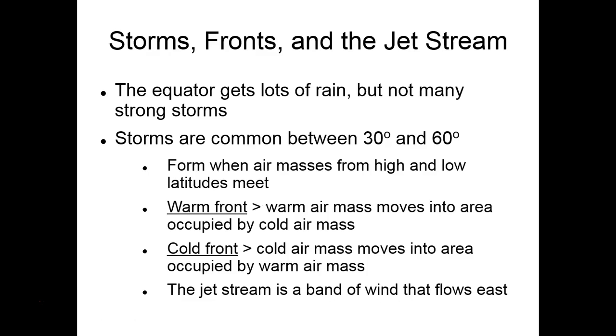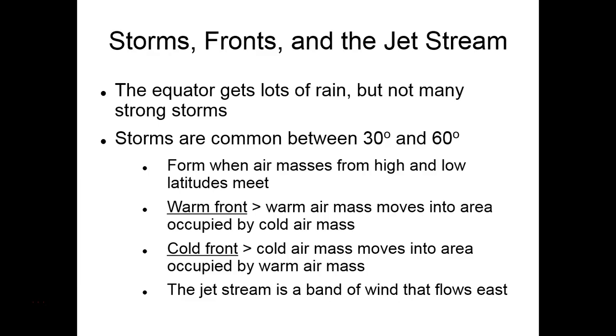Okay. Now, when we've been talking about rain at the equator, we're talking about a gentle rain. We're not talking about strong storms. We're talking about just a daily pattern of rain, of water falling. But generally where we see actual storms created is where we have air masses that are cold and air masses that are warm meeting. And that occurs between 30 degrees and 60 degrees north or south latitude.